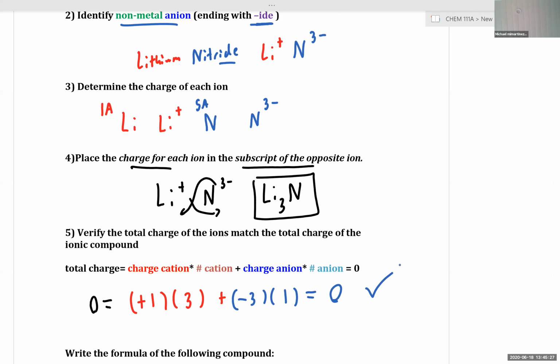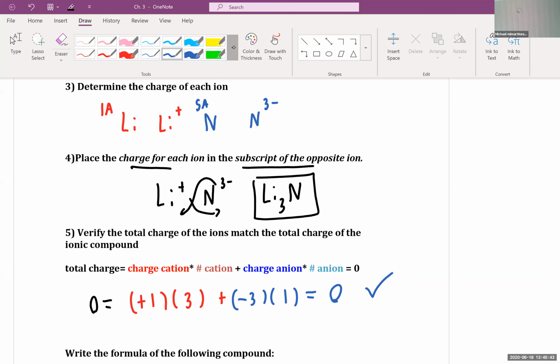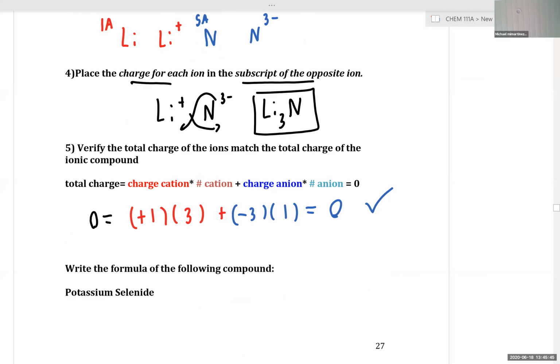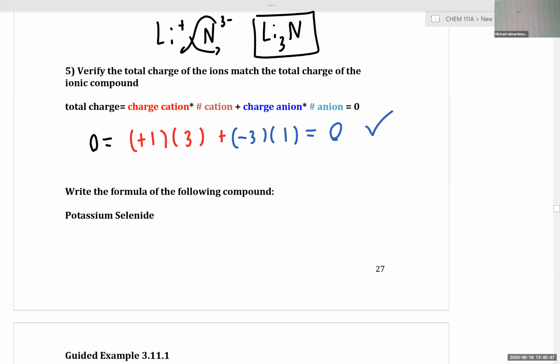Does this make sense so far? Any questions so far on writing the formula of an ionic compound based on the name? If not, let's continue on and let's try to write the formula for the following compound.